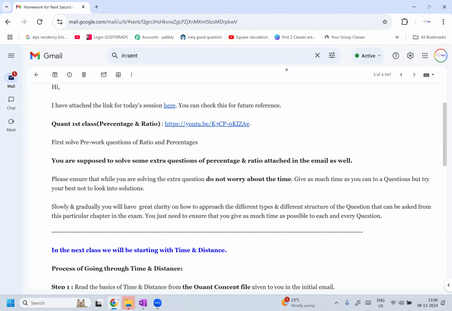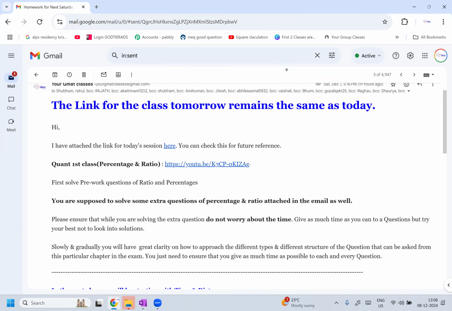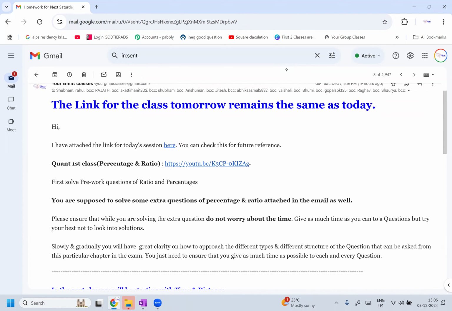The point is that percentage and ratio is a topic which cannot be done in just one class. It should not happen that you are done with percentage and ratio in one class and it is over. No. Percentage and ratio is tested in each and every chapter. So that's the reason we take the first class of percentage and ratio, so that you have a great idea of what exactly percentage and ratio is, what the theory is.